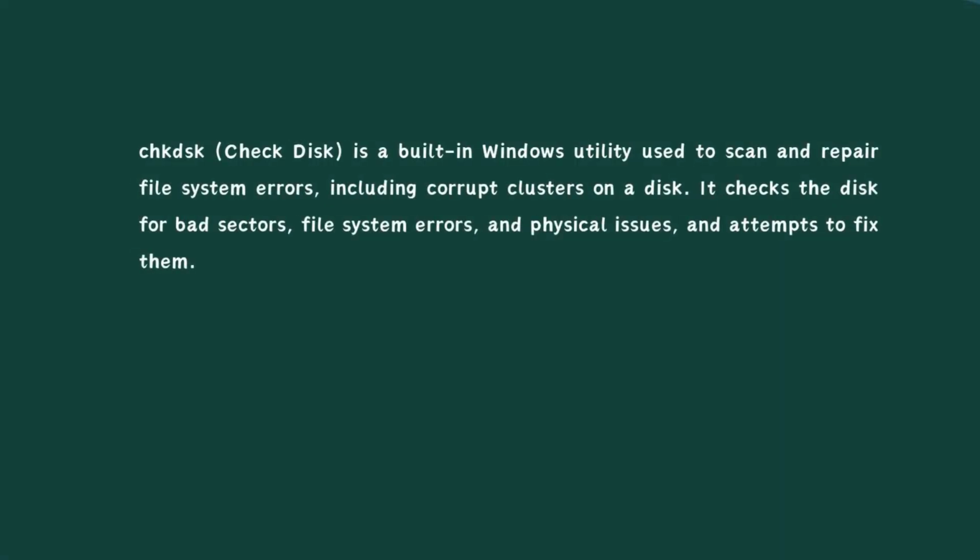CHKDSK, check disk, is a built-in Windows utility used to scan and repair file system errors, including corrupt clusters on a disk. It checks the disk for bad sectors, file system errors, and physical issues, and attempts to fix them.